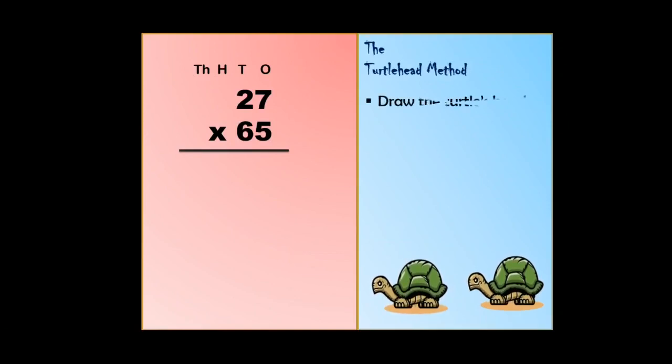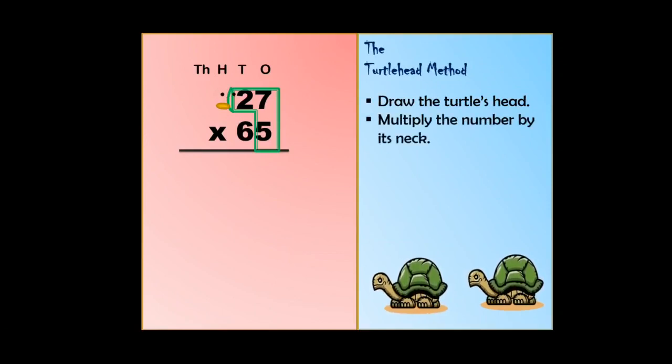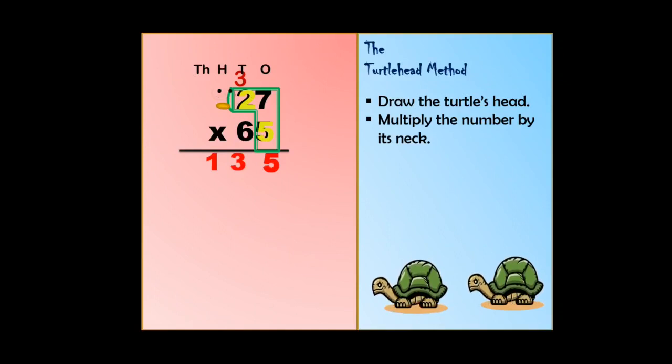The first step, you all are clear, is to draw the turtle's head. The second step is to multiply the number by its neck. So 7 into 5 is 35, 3 gets carried on and 5 under the ones place. Now we'll be multiplying 5 into 2, which is 10, and add it with 3, that is 13. So here we are with 135.